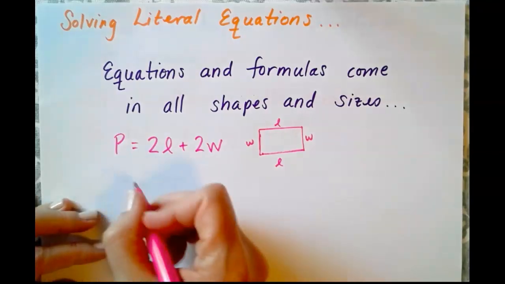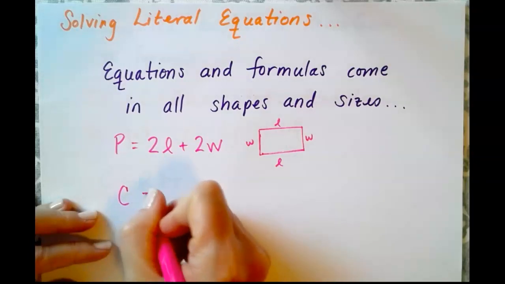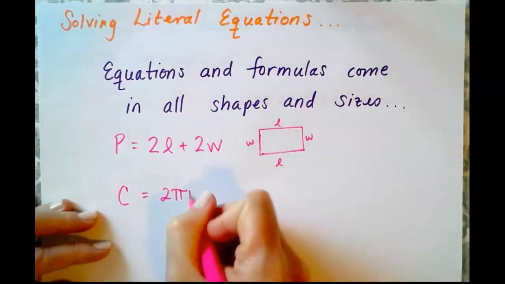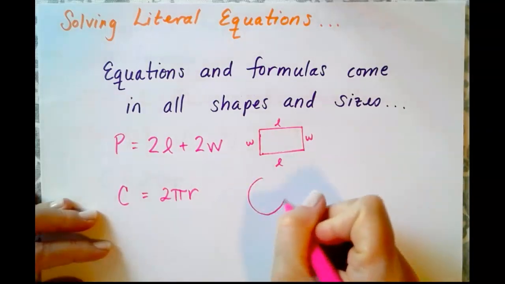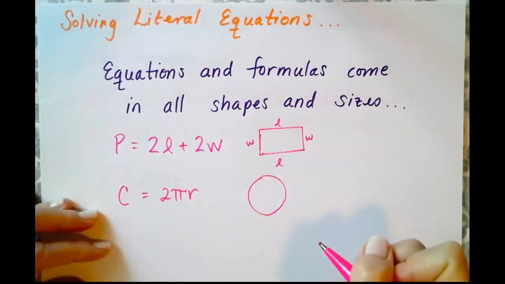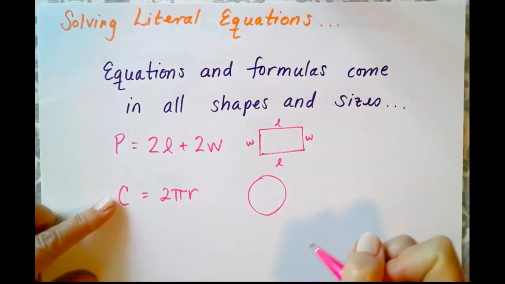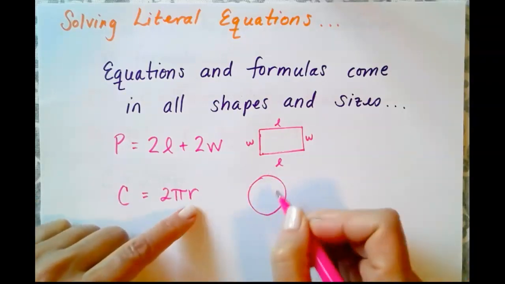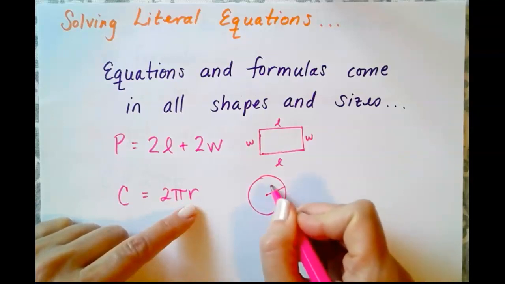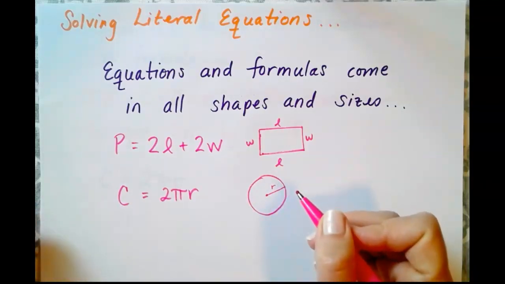Another one that you should know is C equals 2 pi r. The C represents circumference, and circumference is the word we use to find the distance all the way around a circle. And of course, r represents the radius.